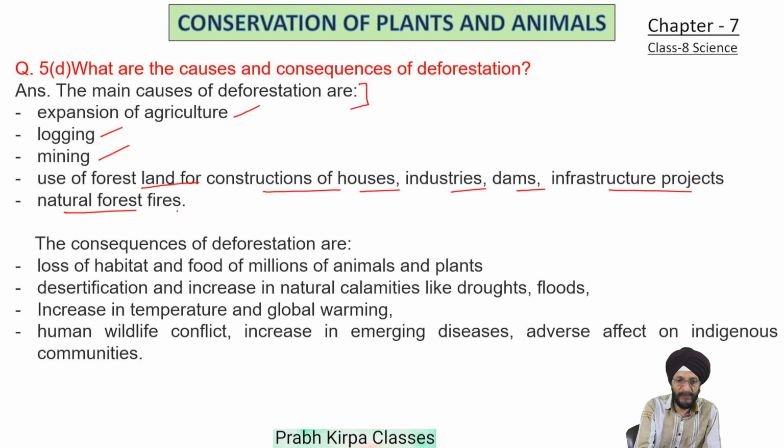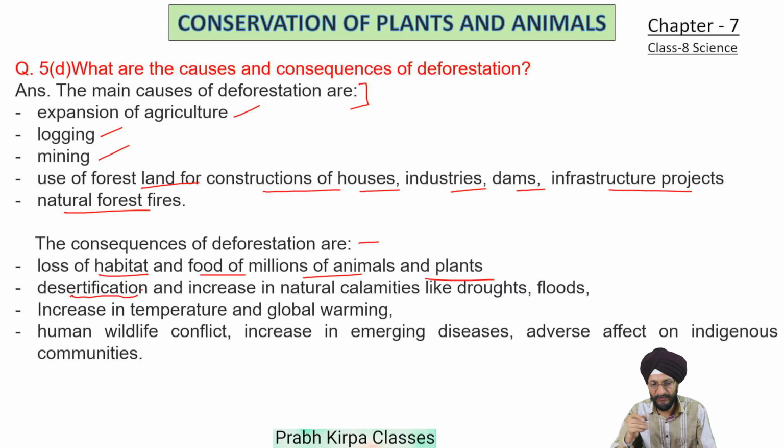Deforestation also takes place due to natural reasons such as floods, droughts, or forest fires. The consequences of deforestation are loss of habitat. Habitat means home and food of millions of animals and plants. Deforestation also results in the conversion of fertile land into desert. Deforestation also results in the increase in natural calamities like droughts and floods.